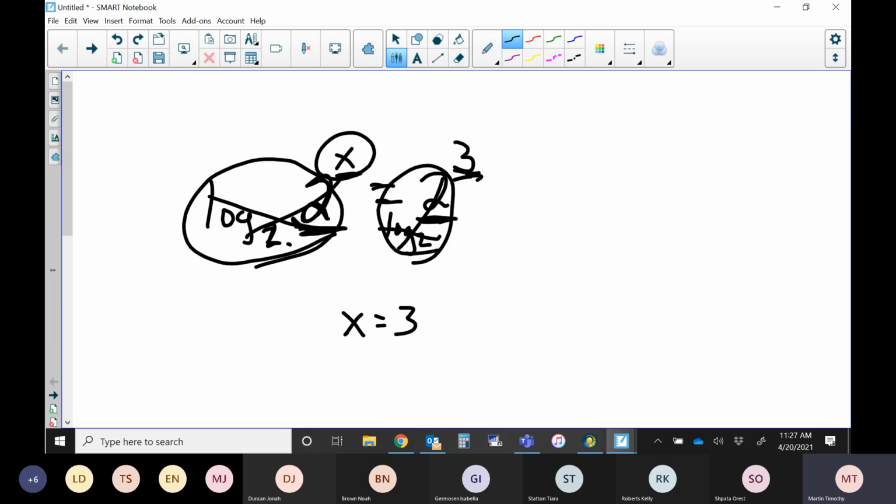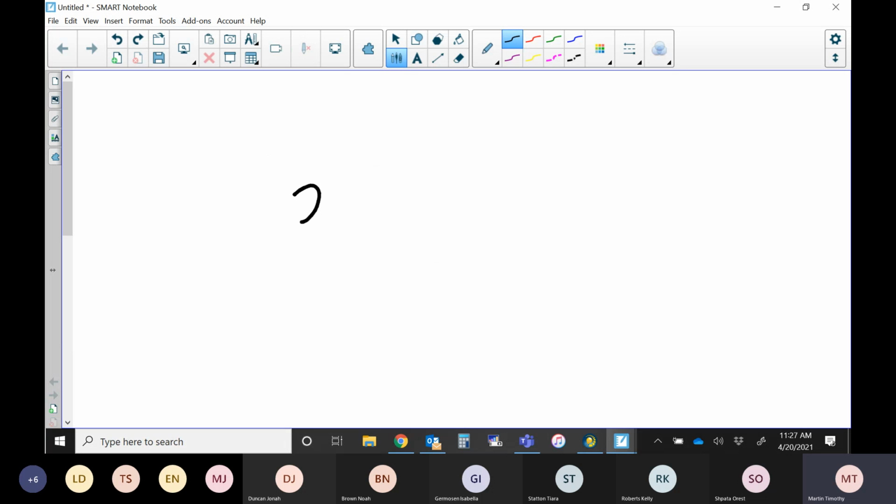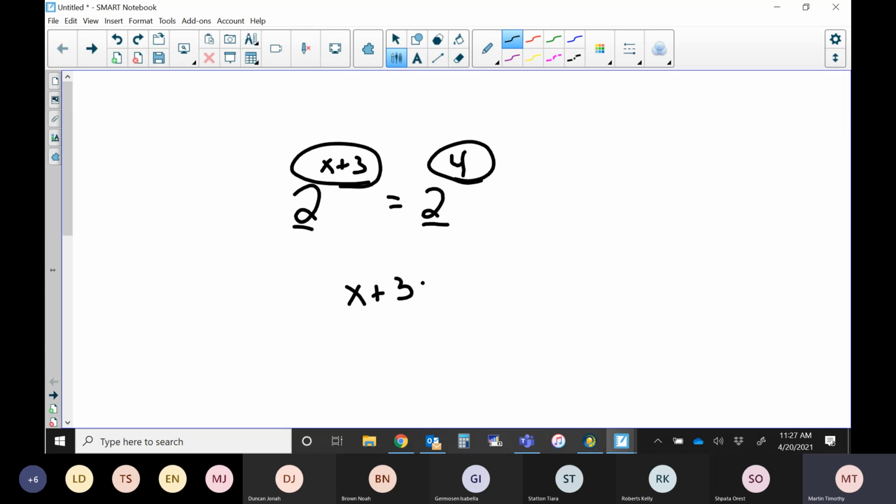So I don't need to see that written in there. Actually, I'm okay with you just saying, hey, if I have the same base, I know that the exponents have to be equal. But I need you to even do that if I gave you something like this, right? Well, that means that I have the same bases. That means that x plus 3 has to be equivalent to 4. And then you just use your algebra skills to solve this.